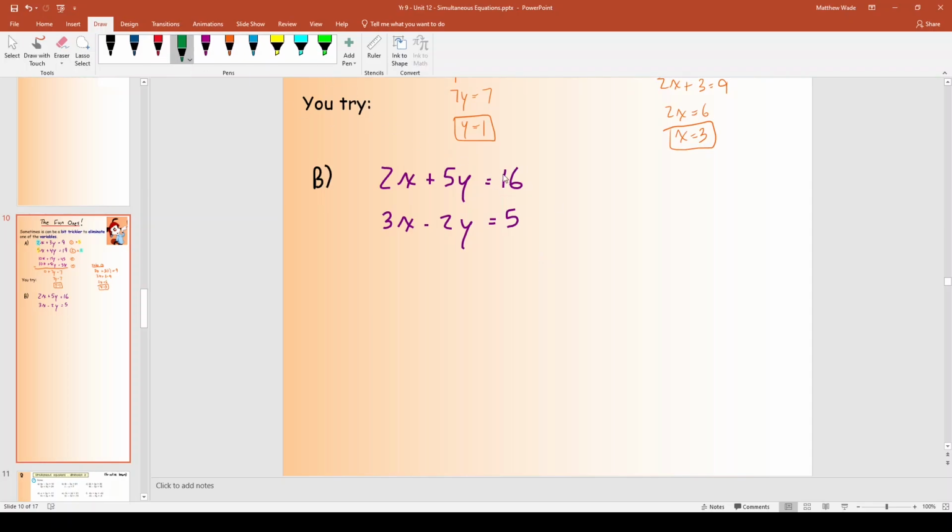Okay, my buddies, and you're back. Let's see how you did. So step 1 should have been labeling. 1, 2. Cool. Now you looked at them and you said, okay, 2 and 3 don't match, 5 and 2 don't match. That means I have to do the extra trick.